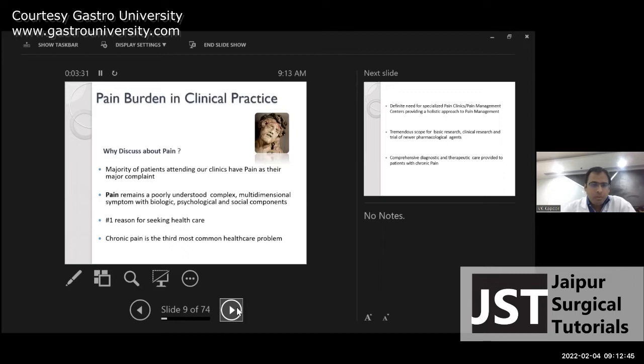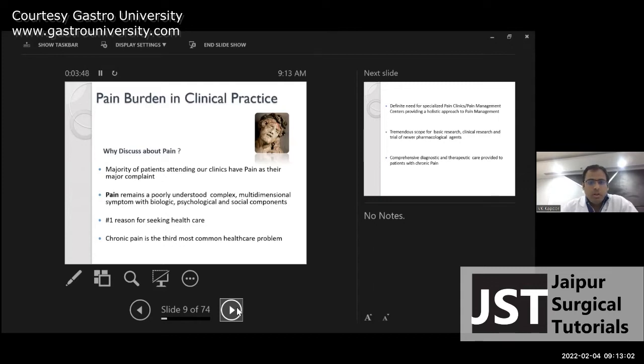Pain burden in clinical practice. Why should we discuss pain? This is a very important thing. The pain was already there, so why are we discussing it today? Because the majority of patients who come to our clinic have pain as their major complaint. They don't tell us what disease they are having. They tell us that they are having pain.